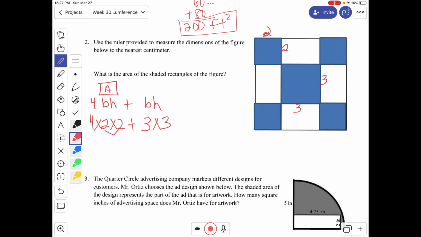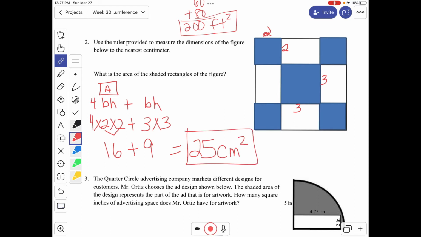Well, 2 times 2 is 4, and 4 times 4 is 16, plus 3 times 3, which is 9. And 16 plus 9 makes 25, so that's 25 centimeters squared.